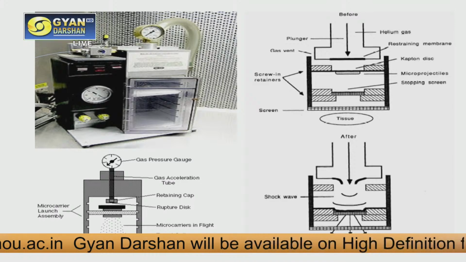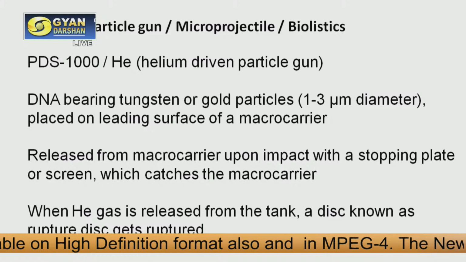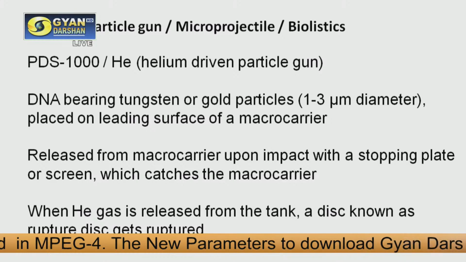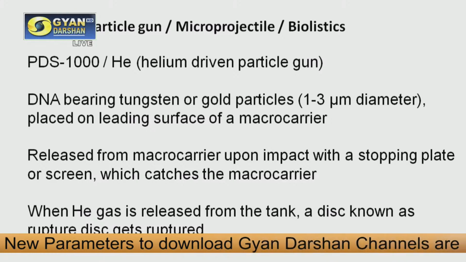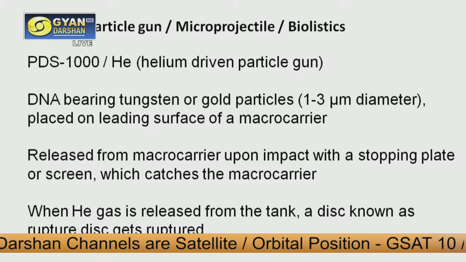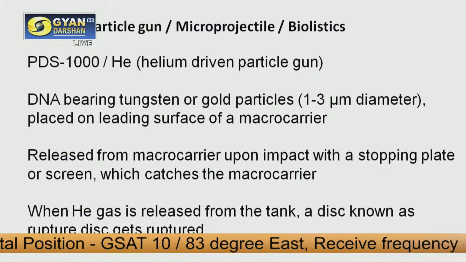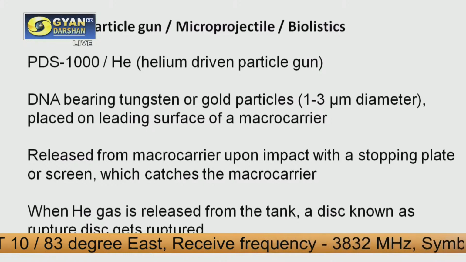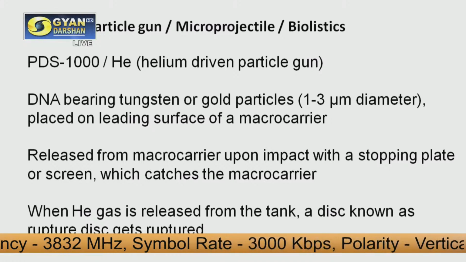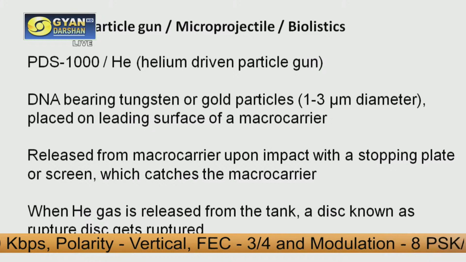So the basic principle of this ballistic process is that it is a helium driven particle gun operating system, with DNA bearing tungsten or gold particles 1 to 3 micrometer in diameter. That means you have to coat the DNA onto certain particles which are usually gold or tungsten particles. Normally we use gold particles. They are placed on the leading surface of a macrocarrier, and released from the macrocarrier upon impact with a stopping plate or screen, which catches the macrocarrier.